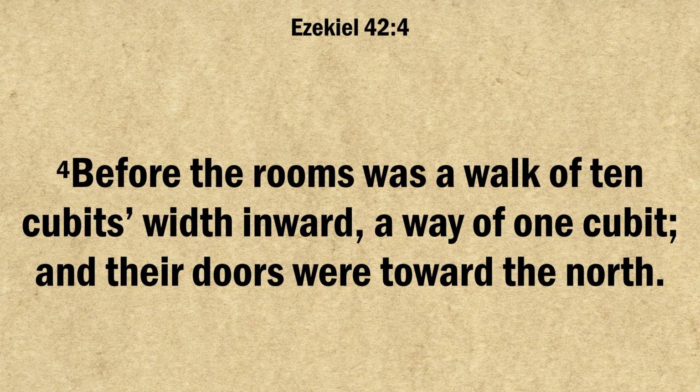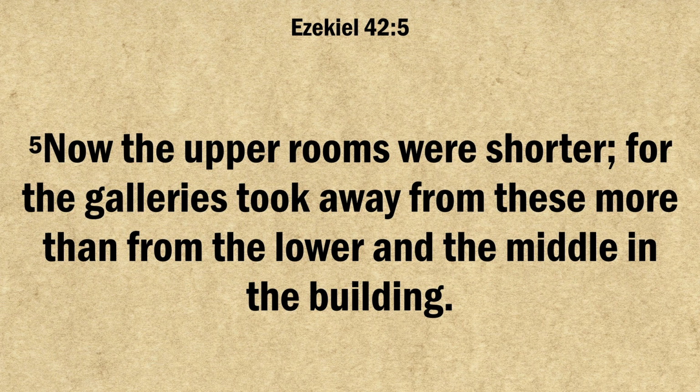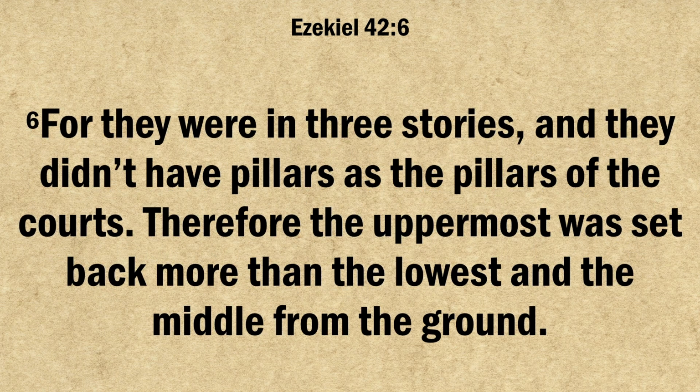Before the rooms was a walk of 10 cubits width inward, a way of 1 cubit, and their doors were toward the north. Now the upper rooms were shorter, for the galleries took away from these more than from the lower and the middle in the building. For they were in 3 stories, and they didn't have pillars as the pillars of the courts. Therefore the uppermost was set back more than the lowest and the middle from the ground.